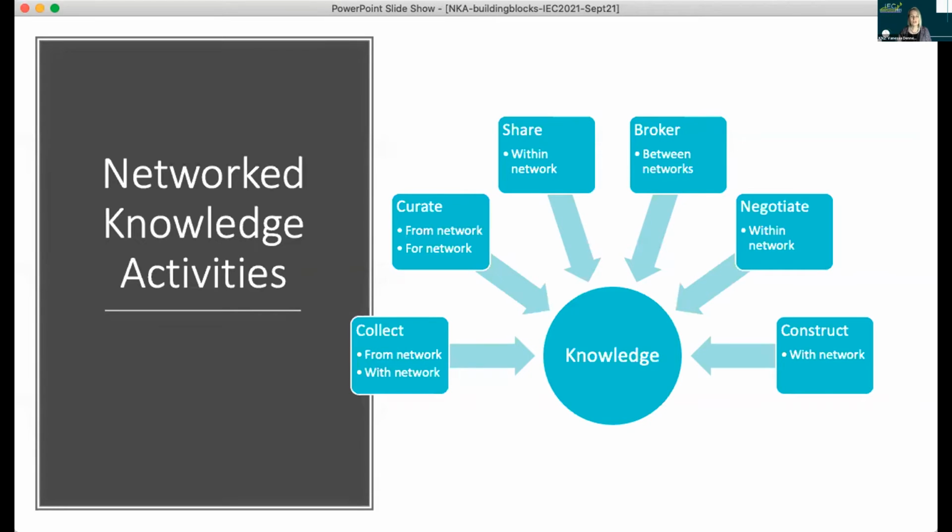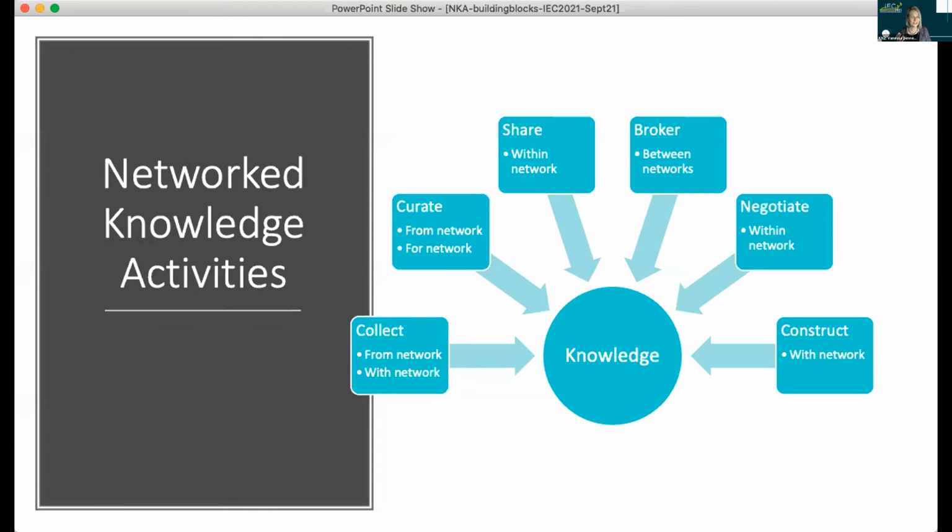So here's the framework of networked knowledge activities. And this is something that my lab has been working on. And we have been observing what people do when they get online and they try to solve problems and they try to learn new things with each other. What are those actions that they take? And I'll walk through each of them quickly. I could say so much more about them, but I'm just giving you an overview tonight. This morning for you. First is the idea of collecting.